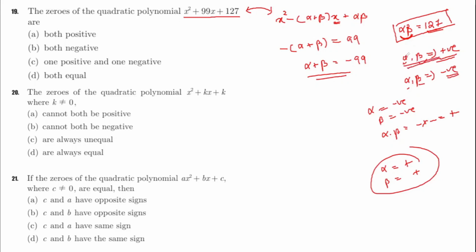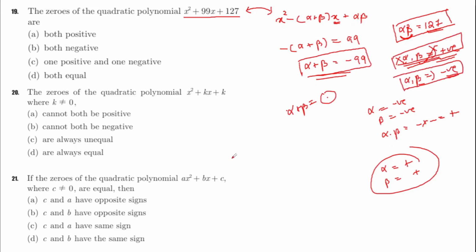If both alpha and beta are positive, then the sum should be positive. But look at this. Alpha plus beta is negative, minus 99. That means this option can't be the right one. Hence, we are left with the last option, that is both alpha and beta are negative. Now let's check: if alpha is negative and beta is also negative, and we add these two things, then also we will get a negative number. So here you can see that this is a negative number.